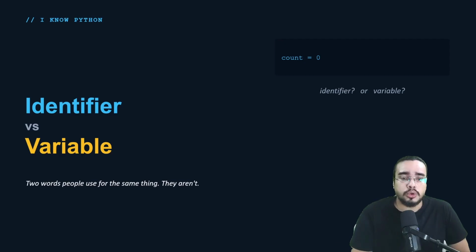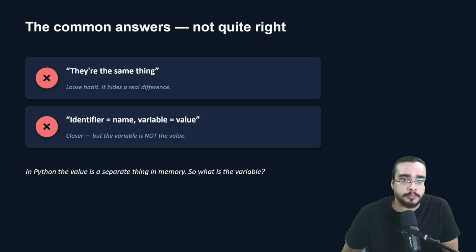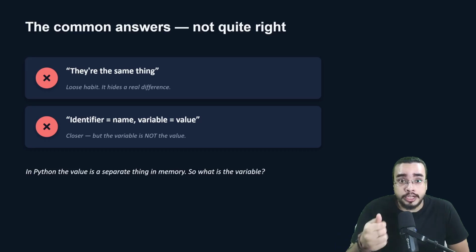Okay. So let's rule out the first two very common answers. The first is that an identifier and a variable are the same thing. That's just a loose habit. It hides the real distinction. The second one is better, actually: an identifier is the name and a variable is the value. This is closer, I'm not kidding, but it still gets one very important point wrong.